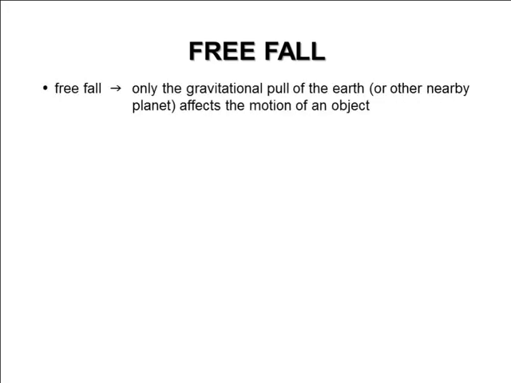Now let's take a look at a specific example where we can use all the things we've been learning about. We're going to talk about something called free fall. Free fall is a situation where only the gravitational pull of the Earth is affecting the motion of an object.